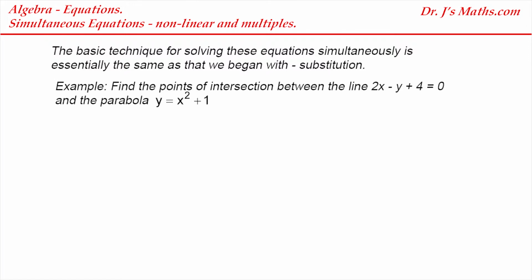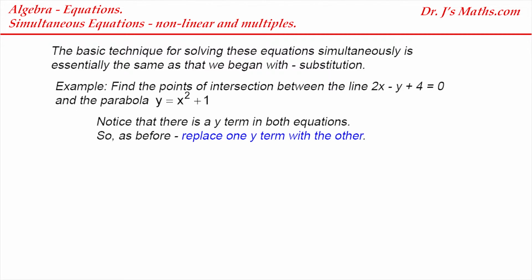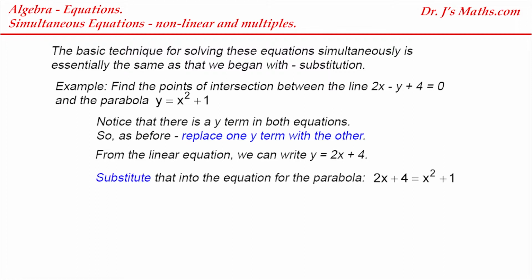For example, find the points of intersection between the line 2x minus y plus 4 equals 0 and the parabola y equals x squared plus 1. Now we note that there is a y term in both equations, so just as we did before, replace one y term with the other. From the linear equation we can write y equals 2x plus 4, substitute that into the equation for the parabola. So 2x plus 4 is equal to x squared plus 1.